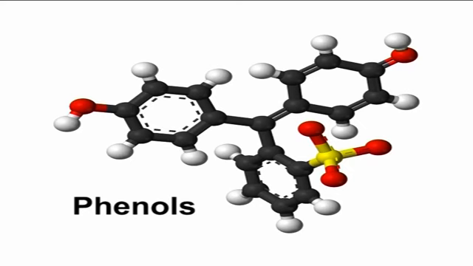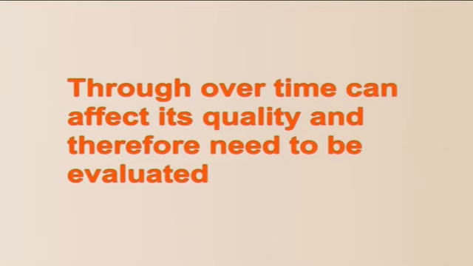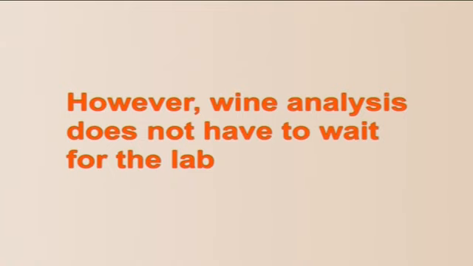Phenols are chemical compounds found in alcohol that contribute to the body and structure of the wine. As the wine ages, these compounds will oxidize. The physical and chemical changes due to oxidation that the wine goes through over time can affect its quality and therefore need to be evaluated. In regard to color, a white wine may begin to look more gold than green as it ages and red wine appears more brown. However, wine analysis does not have to wait for the lab.